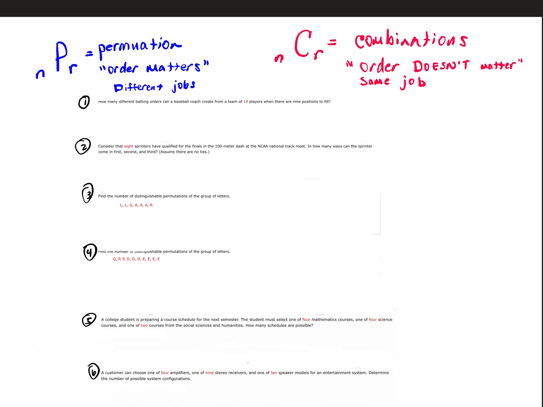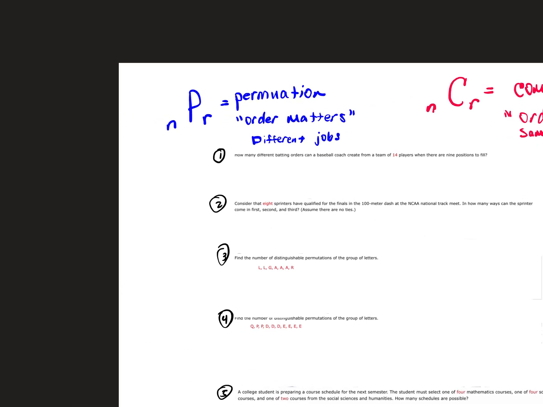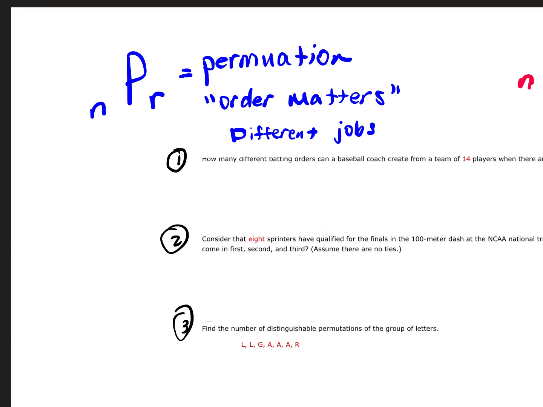So for your 14.1 quiz, you need to know the difference between your permutations and your combinations. Remember, your permutations are that n with your capital P with the r, where your order matters, and you have different jobs within. Your combinations, your order doesn't matter, and it's all the same job. So remember, for your permutations, you're going to have n factorial over n minus r factorial for your formula.